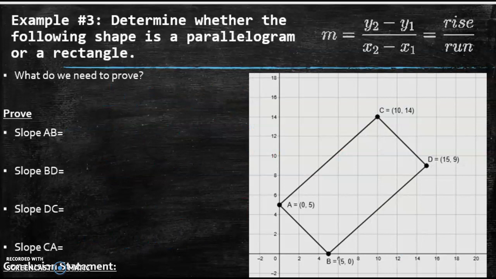All right, let's move on to the main event. Here we go. Example number 3. Determine whether the following shape is a parallelogram or a rectangle. So they get the visual here, so we can do the slope triangles if you want to go visual, or they give you the points right off the bat, the ordered pairs, so you can throw them in the formula, pretty easy too. So they're going for the slopes here, so let's just go ahead and do that.